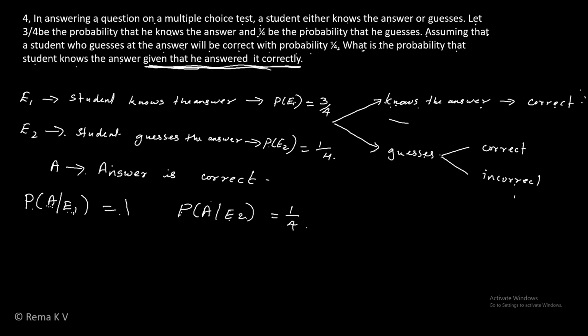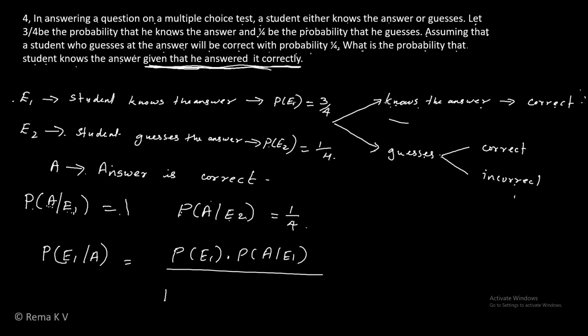Now the question is, what is the probability that the student knows the answer? So it is probability of E1 given A. This is equal to probability of E1 into probability of A given E1 by probability of E1 into probability of A given E1 plus probability of E2 into probability of A given E2. Apply the values, find the answer.